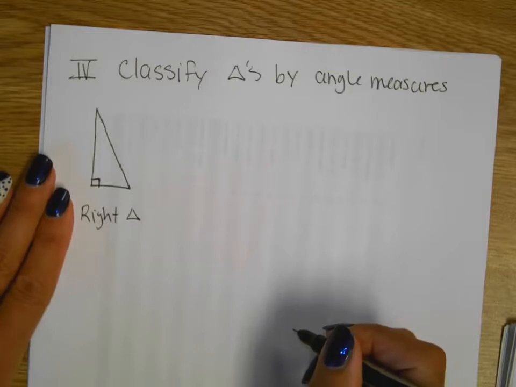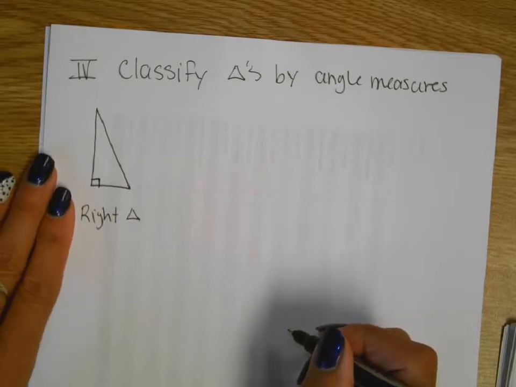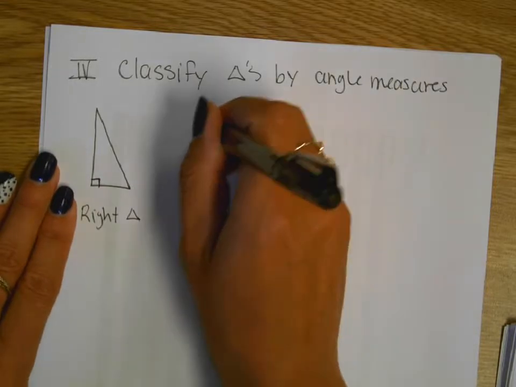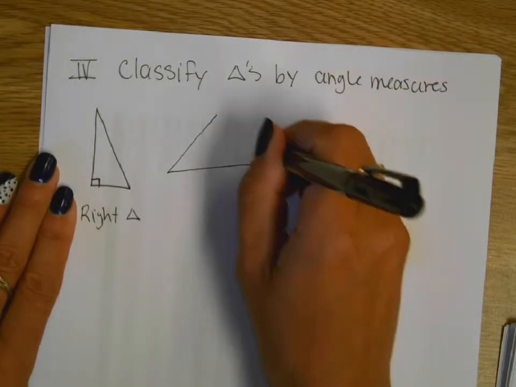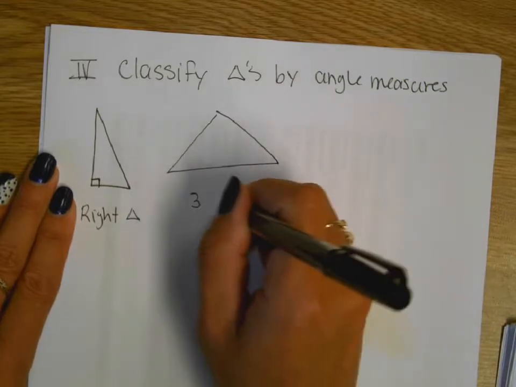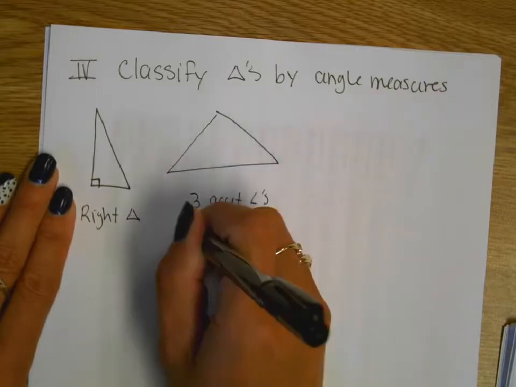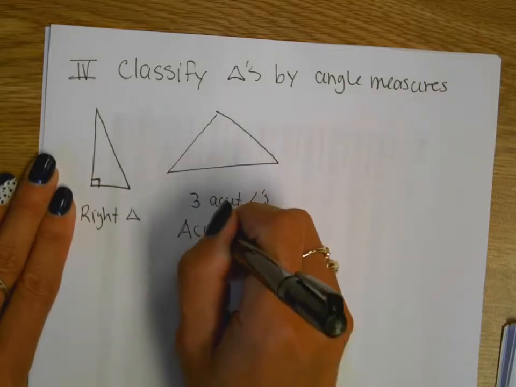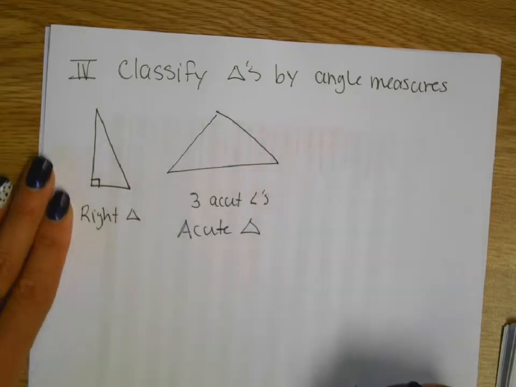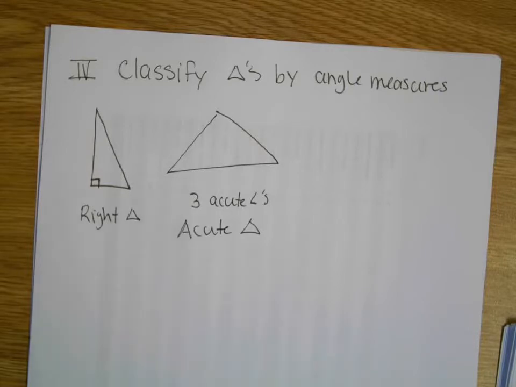To be an acute triangle, what do you got to have? Yeah, 3 angles smaller than 90. 3 acute angles, or 3 angles smaller than 90. So 3 acute angles makes it an acute triangle.